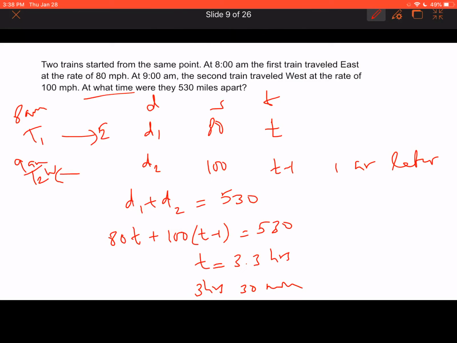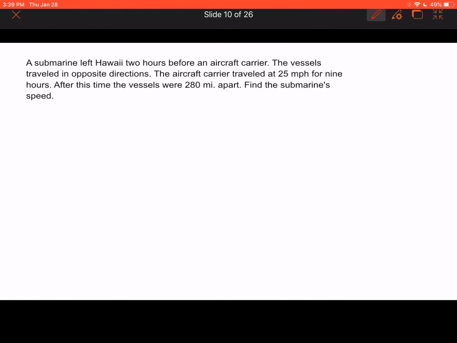Again they're asking for the time. So if we take the time of the first train, it started at 8 a.m., so with this we have to add 3 hours and 30 minutes, which is going to be 11:30 a.m. Okay, next problem and the last problem for today.